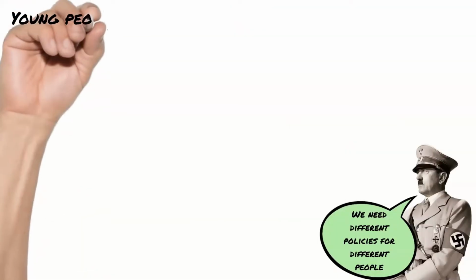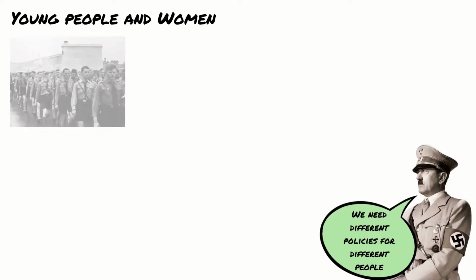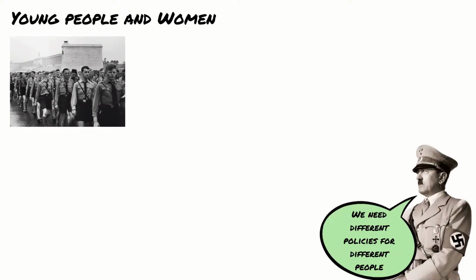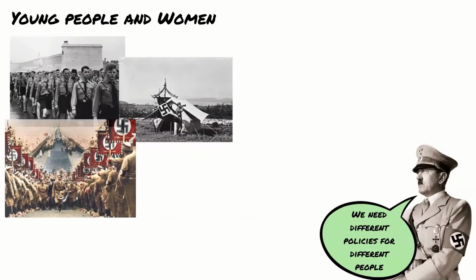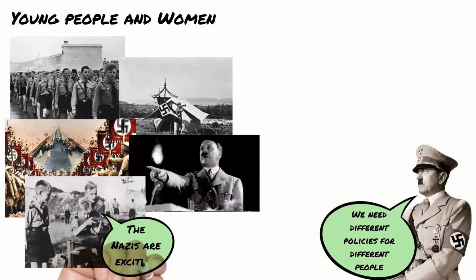Finally, the Nazis targeted young people and women specifically. Although young people could not yet vote, Hitler wanted to attract them to become members of the party. For many young people, the activities and colourful rallies attracted and excited them. Hitler's speeches also attracted many young people, as he could make them feel like the Nazis were offering more to young people than the other parties.